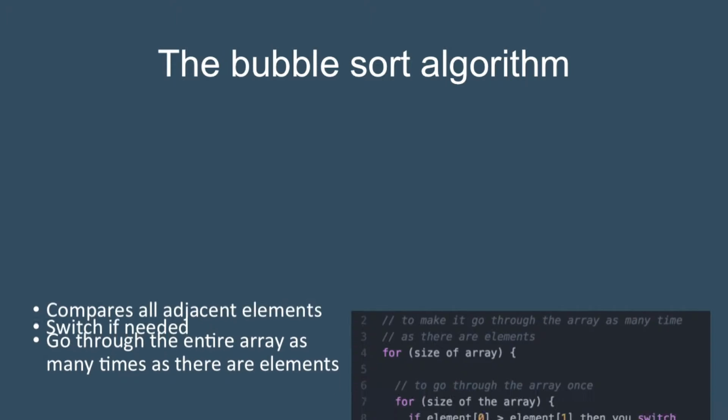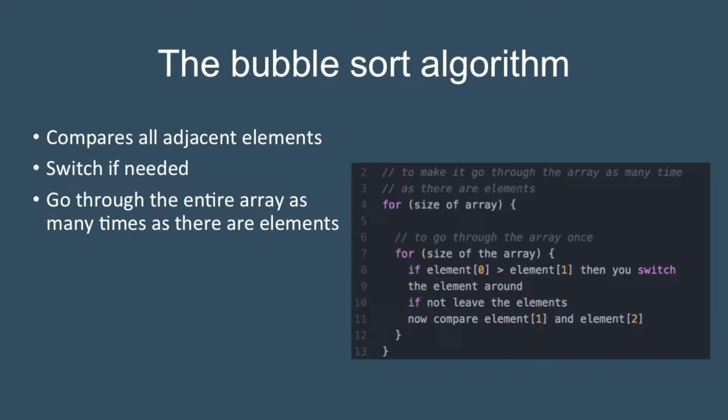So first, let's understand how this algorithm works. The bubble sort algorithm compares all adjacent elements and then switches them if needed. It starts by comparing the first two elements of an array, element 0 and element 1, and switches them if element 0 is greater than element 1. Else, if the two elements are in order, it leaves them as is.